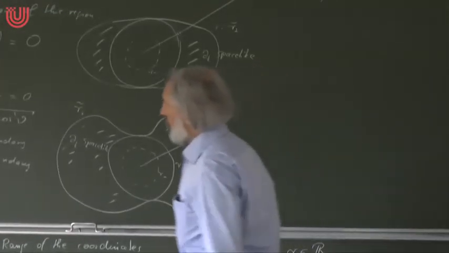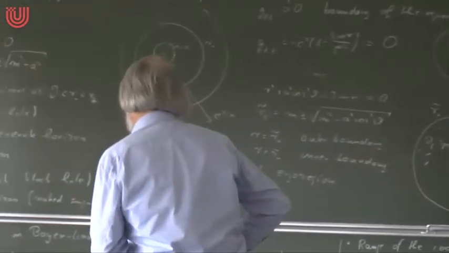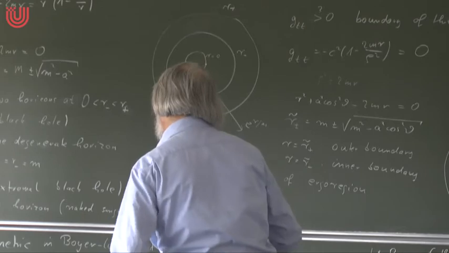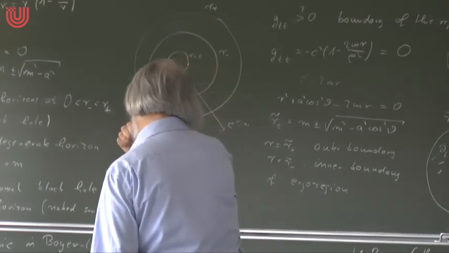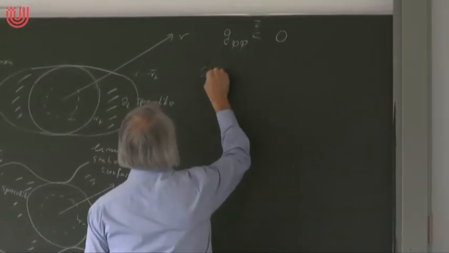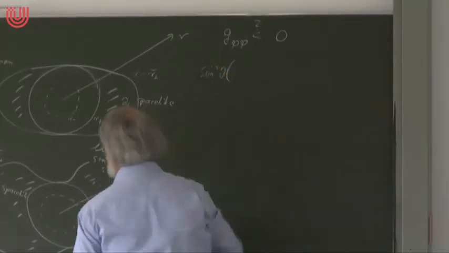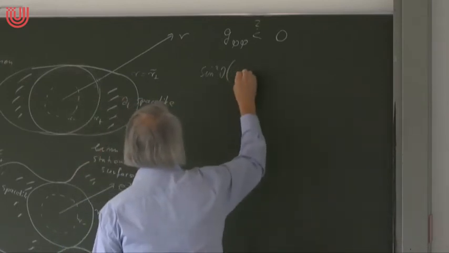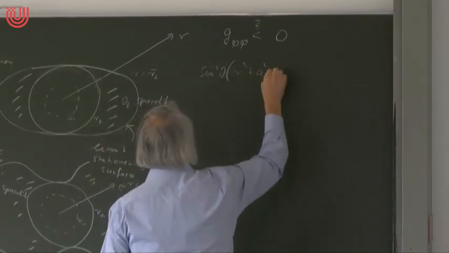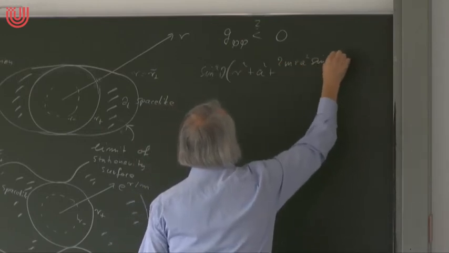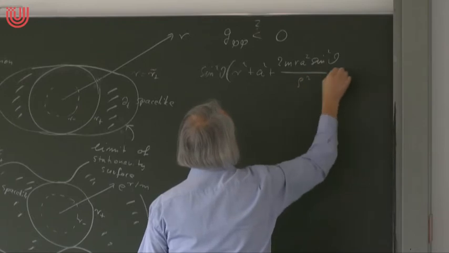Okay, where's g phi phi? I hope everything is still on the board. We can read g phi phi there. It's sine squared of theta, then I have a bracket, r squared plus a squared, plus 2mr a squared sine squared of theta over rho squared.